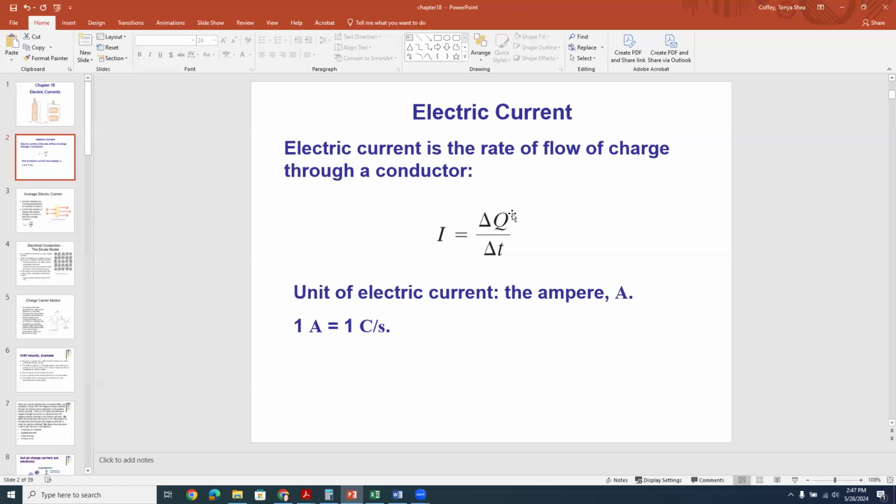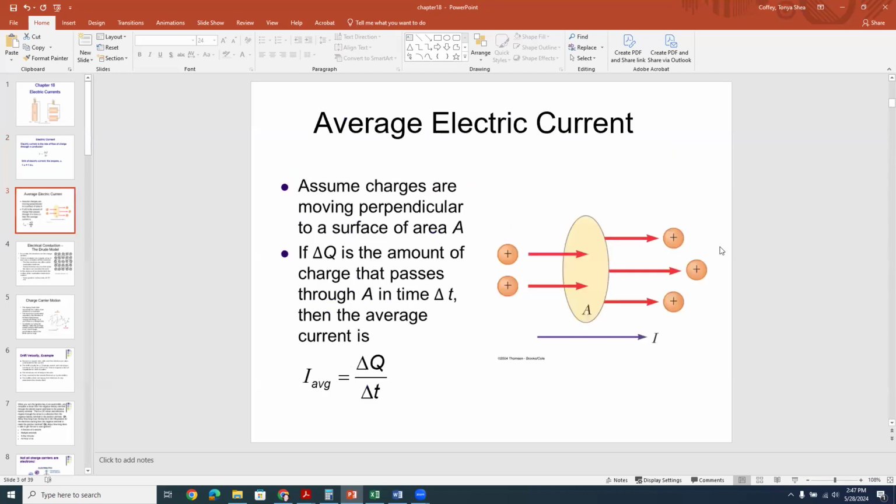Since we're dividing charge by time, that gives us a coulomb, which is the SI unit of charge. Second is the SI unit of time. And so our SI unit will be a coulomb per second, which is an amp. So 1 amp is 1 coulomb per second. So here's a little picture of that.